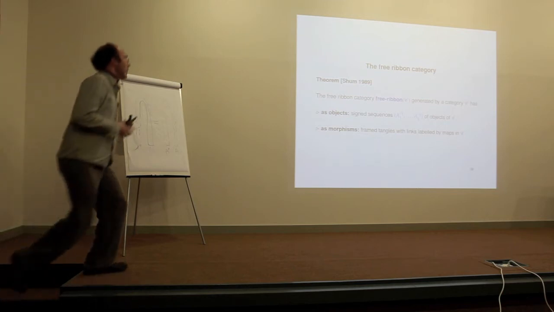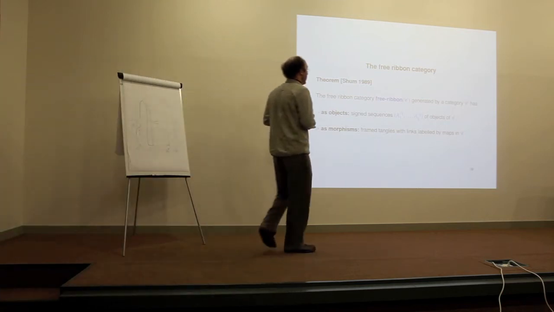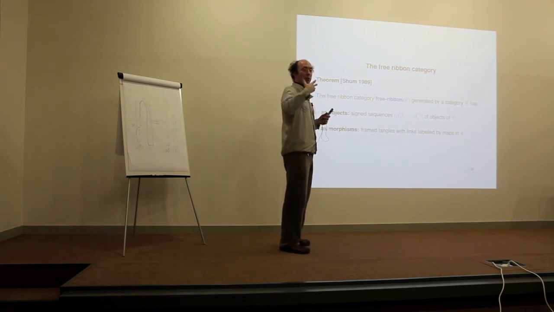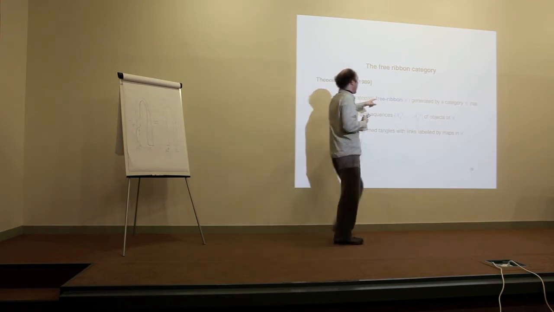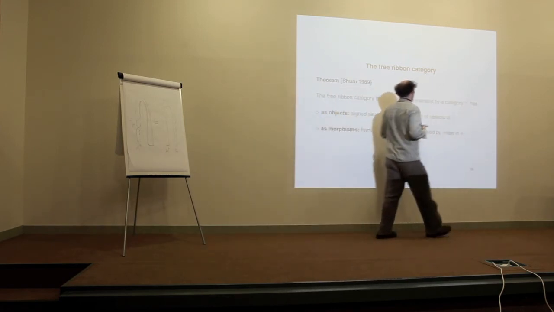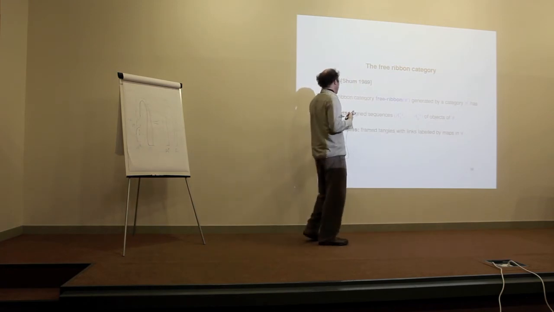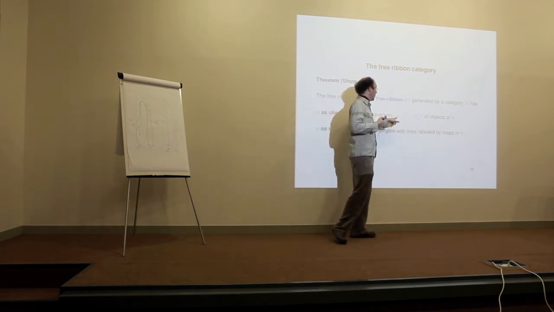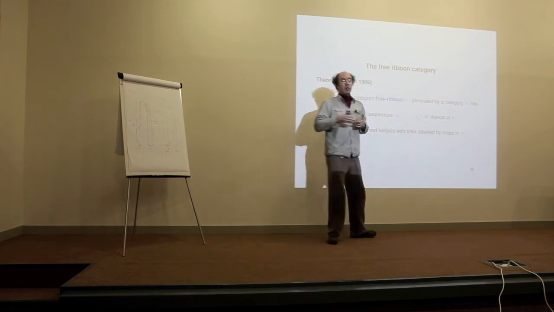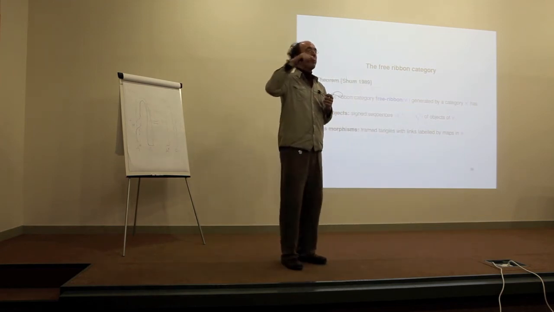So the theorem then by Shum, 89, is the real topological connection, if you like, or proper connection between this notion of ribbon category and the topology. So the free ribbon category generated by a category C has objects that are signed sequences. That means you take words of objects of C, but each word is signed plus or minus, okay? And really you should think of plus as doing nothing and minus as putting a star. So it's negation, if you like.